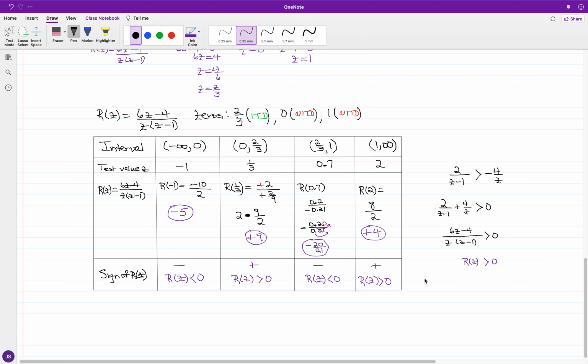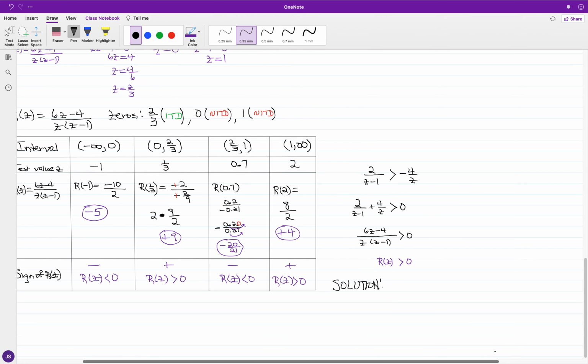So for the solution, where we have r of z is greater than 0, this will be with the second and last interval sections. Notice we do not have an equal sign, so we're going to maintain the use of parentheses. So you have those values z between 0 and 2/3, still in parentheses, and you have those values z that will be greater than 1. That will be the result in this case.